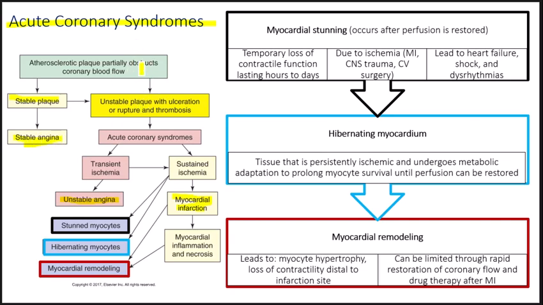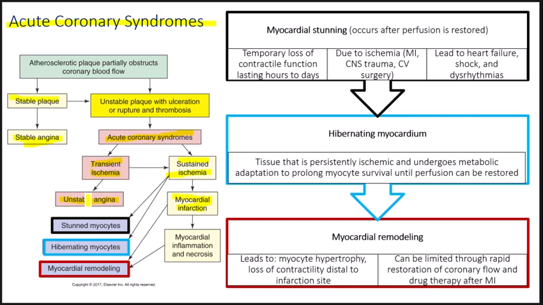However, if the plaque becomes unstable because it started to rupture and then a clot forms, we have acute coronary syndromes occurring. We're either going to get unstable angina or a myocardial infarction. If the ischemia is transient, it can lead to unstable angina, as already mentioned. But if for any reason there is sustained ischemia, it can lead to a myocardial infarction, leading to myocardial inflammation and necrosis.